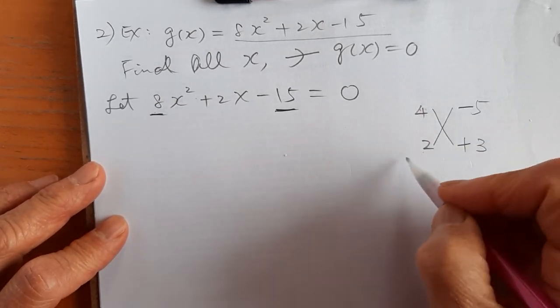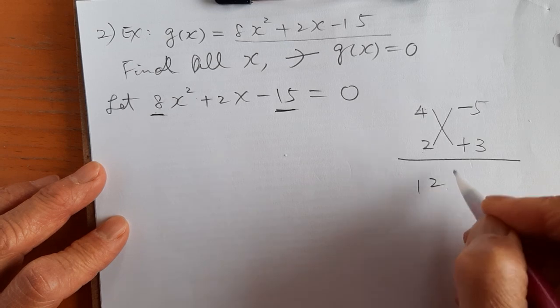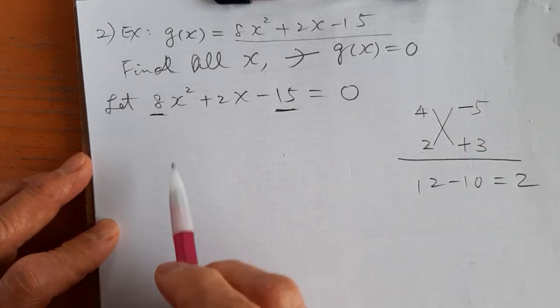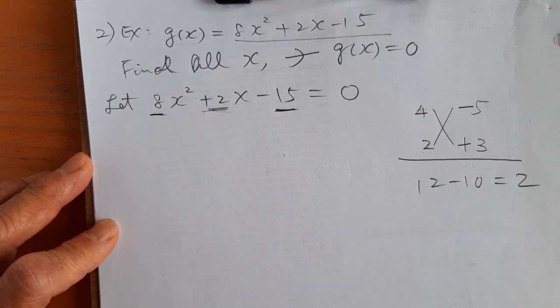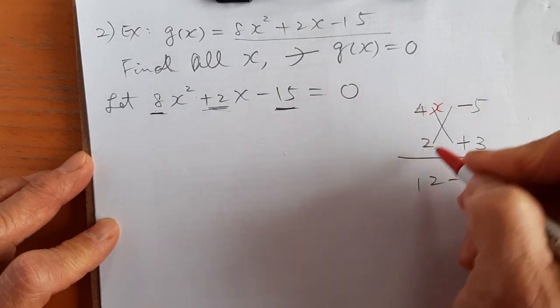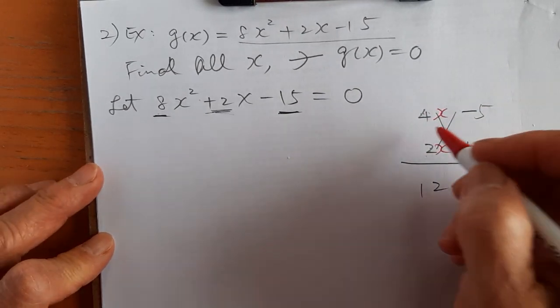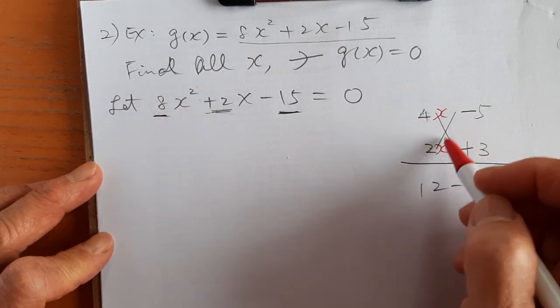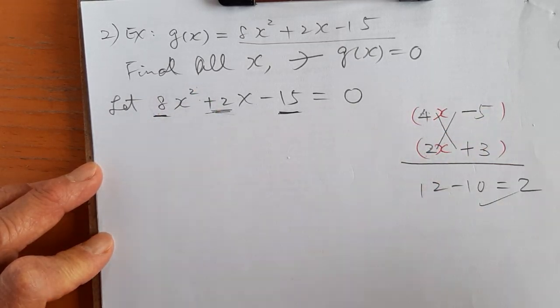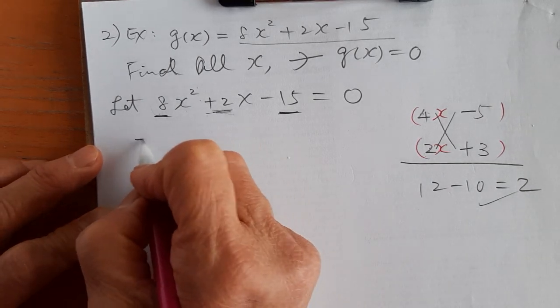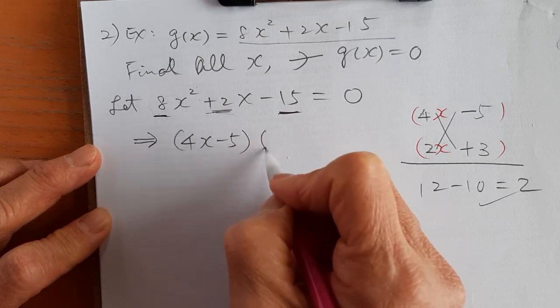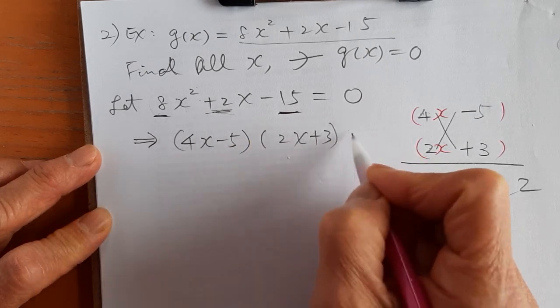Then cross multiplication. 4 times 3 is 12. Negative 5 times 2 is negative 10. Combined is positive 2. So this x term is positive 2, so this is the right one. Then you attach x, because this comes from 4 times 2 is 8, which comes from x squared. So separate, then put the parentheses. That's the factorization. So this is 4x minus 5, 2x plus 3 equals 0.